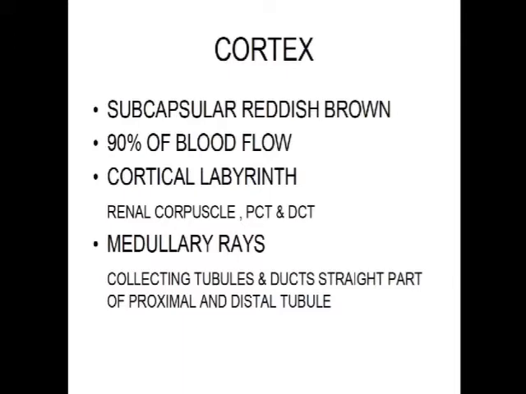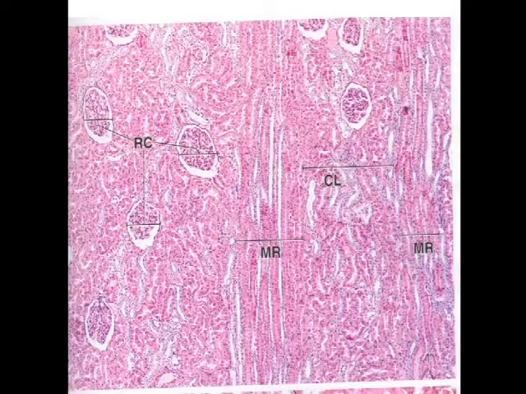So the cortex is the subcapsular reddish-brown area because 90% of the blood flows through the cortex, and we will see the renal corpuscles and the proximal and distal convoluted tubules present in this area. In the medulla there are rays, and the medulla is striated, having the collecting tubules and ducts and the straight parts of the proximal and distal tubules. So you can see the difference between the cortex and the medulla.